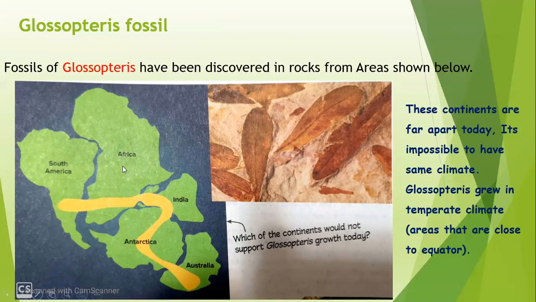Africa is a warm one, right? We have deserts and all that in Africa. Antarctica is near the poles, totally frozen. Australia has a different type of climate. India is different, South America is different. So all these have different climates today.